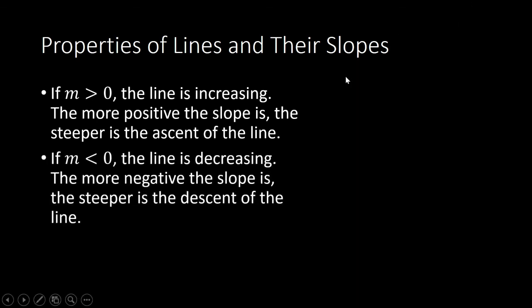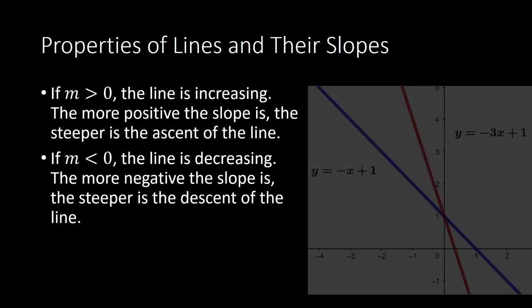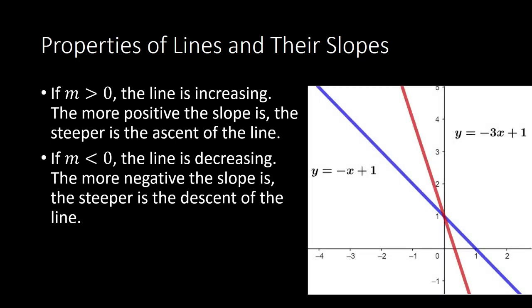If m is less than 0, the line is decreasing. The more negative the slope is, the steeper is the descent of the line. The blue line has a slope of negative 1. The red line has a slope of negative 3. So the red line has a slope that is more negative than negative 1. It's less than negative 1. And so the red line has a steeper descent than the blue line.